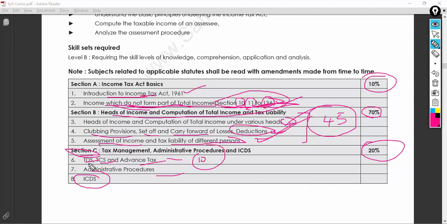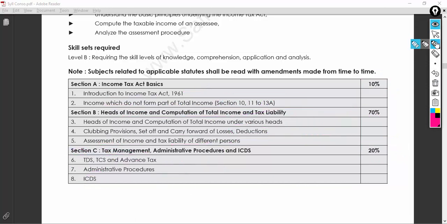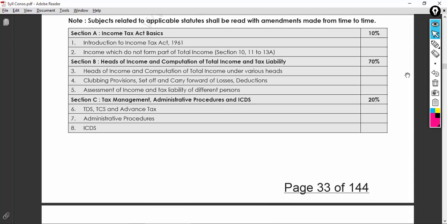You should know what TDS is, what the percentages of TDS are for the various persons, what TCS is, what the percentages are, in which situations we could deduct the TCS, and the difference between TDS and TCS, along with advance tax. You also need to remember some of the due dates for the payment in this context, including how much the interest and penalty are. ICDS should also be understood with the same importance as what I just told you.